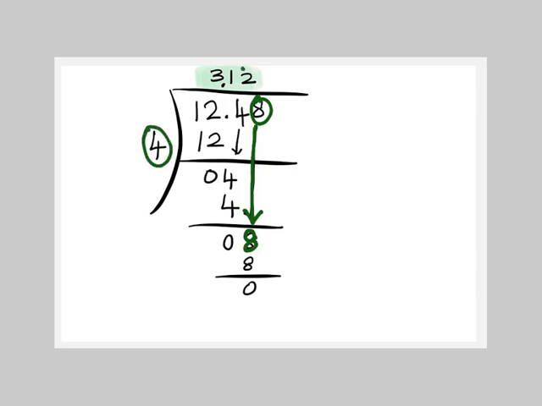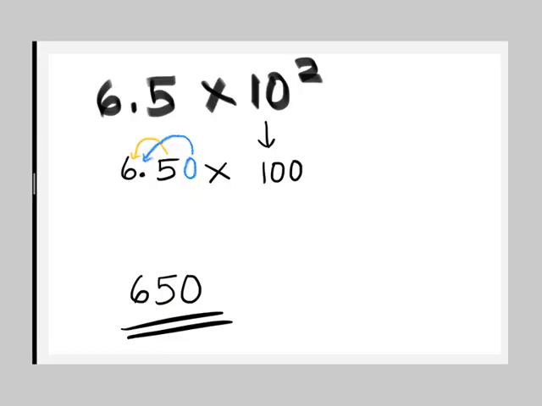And then we have to find which number makes 8. So 4 times what makes 8? 4 times 2 makes 8. So 8 minus 8, again subtraction. 8 minus 8 is 0. Finally, place the decimal, and that is how we do it.